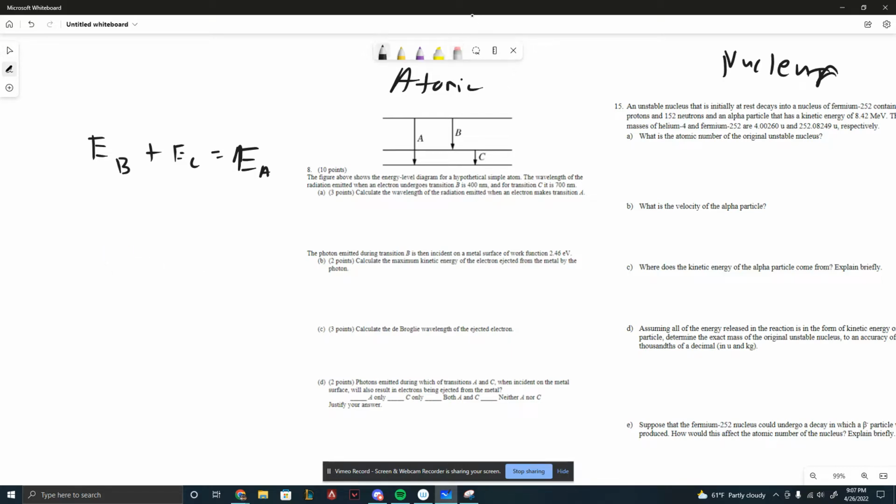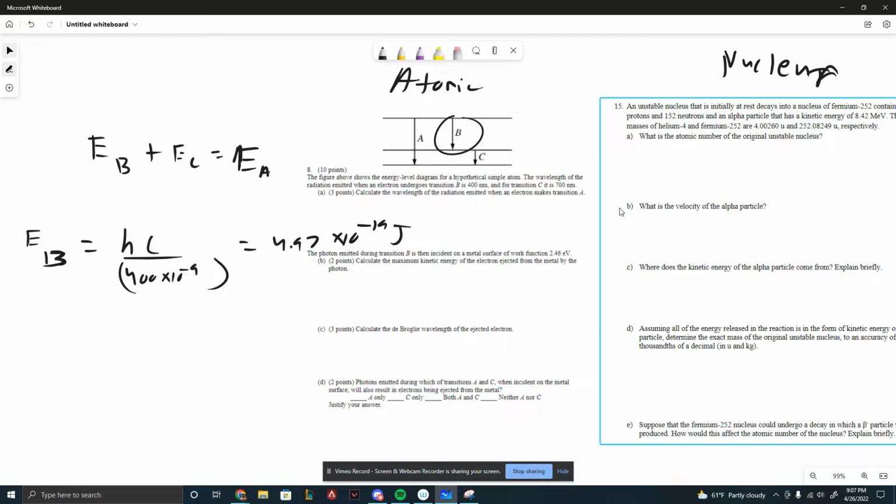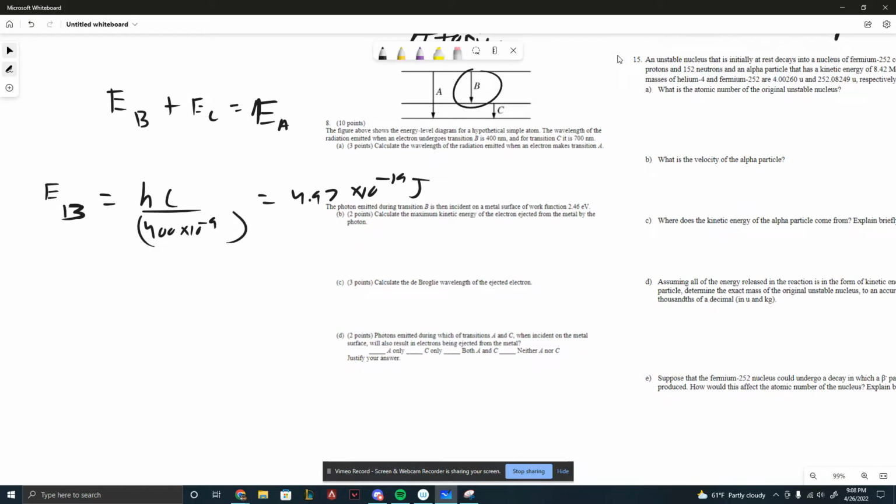The first thing we need to do is figure out the energy for B. For this, we need to tweak our formula a little bit, since we have the wavelength. So EB is equal to h, like we said, c over 400 times 10 to the negative 9. This is going to give us an energy of 4.97 times 10 to the negative 19th joules. You might be tempted to change that into electron volts. I honestly don't think you should, because we're going to have to go back to joules in a bit either way, so there's no point in doing it.